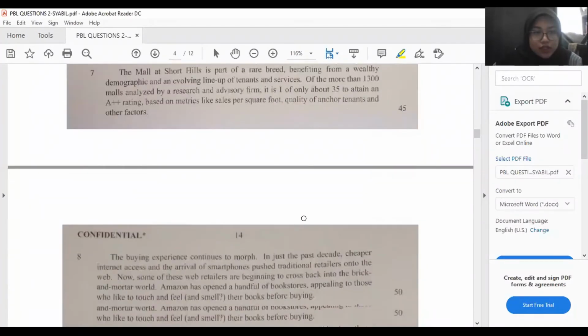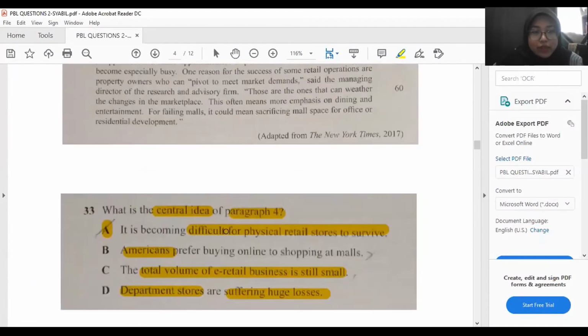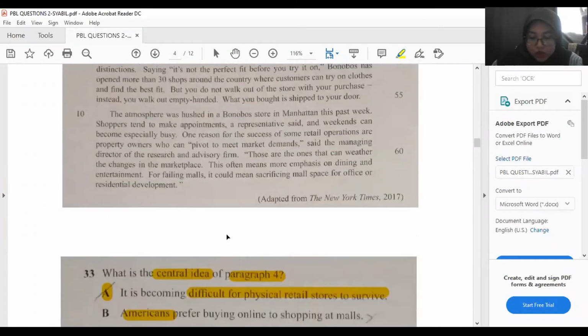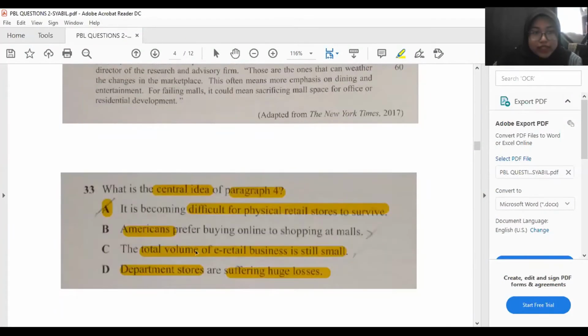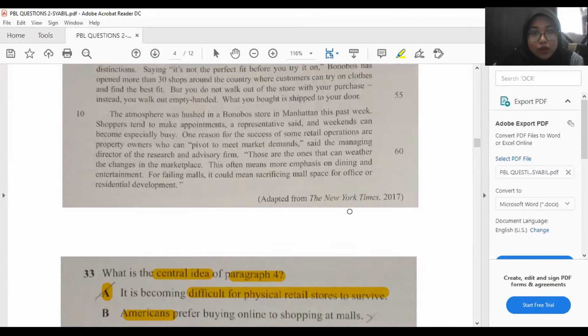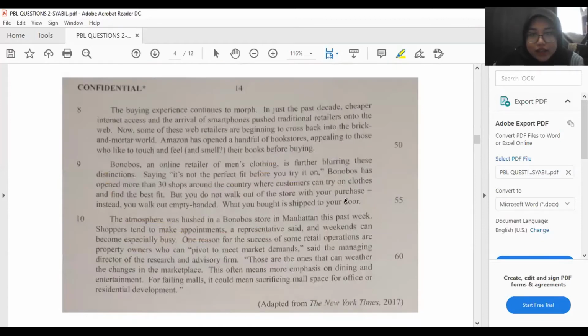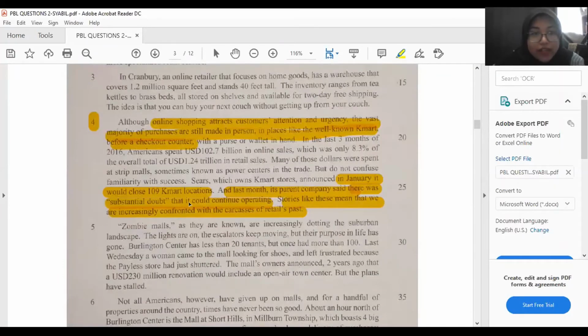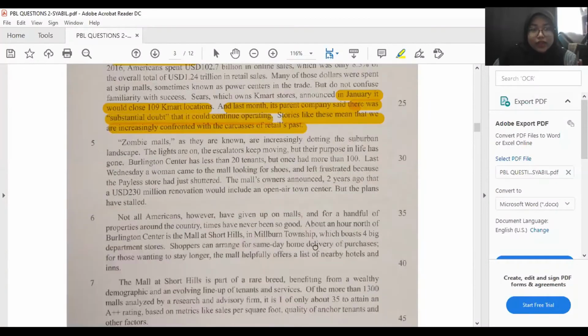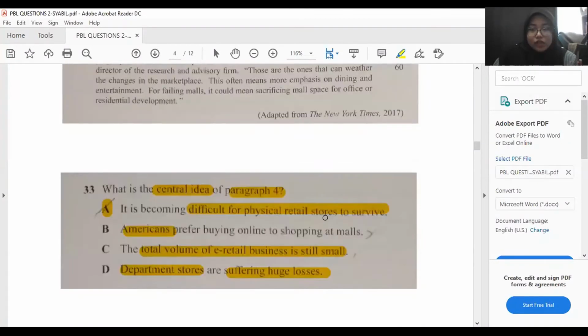So it says to find the main idea. So we need to go through the answers and eliminate one by one. It says that it is becoming difficult for physical retail stores to survive, which is said here: there was substantial doubt that it could continue operating. So they have their doubt whether the physical retail store will continue.